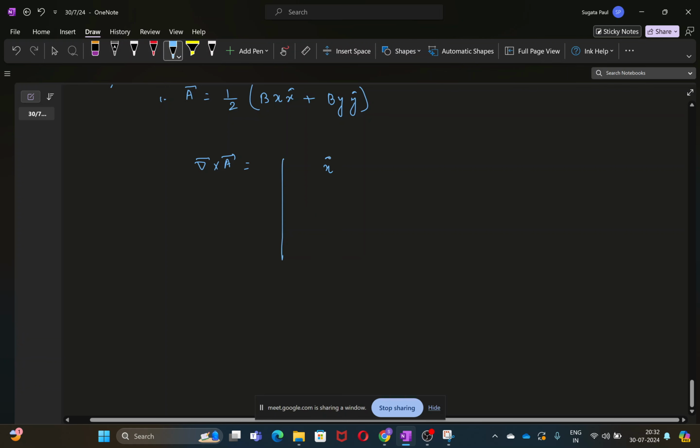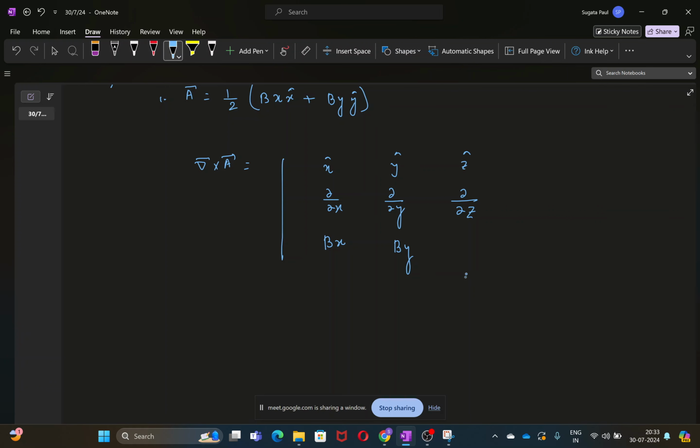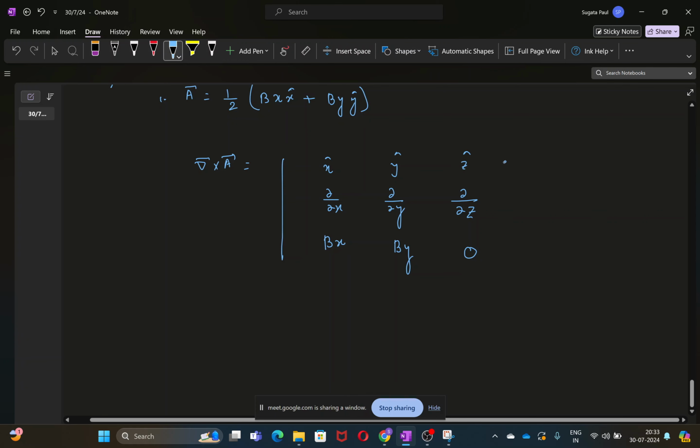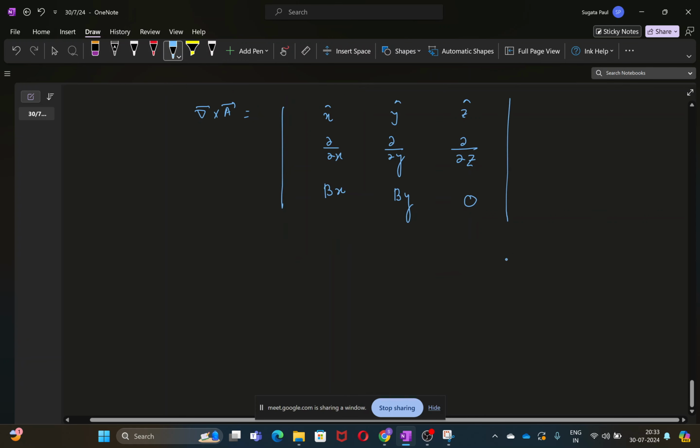So you have to put x cap, y cap and z cap, and then because there is a gradient, you have to give del del x, del del y, then del del z. And then the A vector has a component along x cap as b times x, a component along y cap as b times y, and because there is no contribution along z cap, the z component will be 0. This is how you calculate a curl.